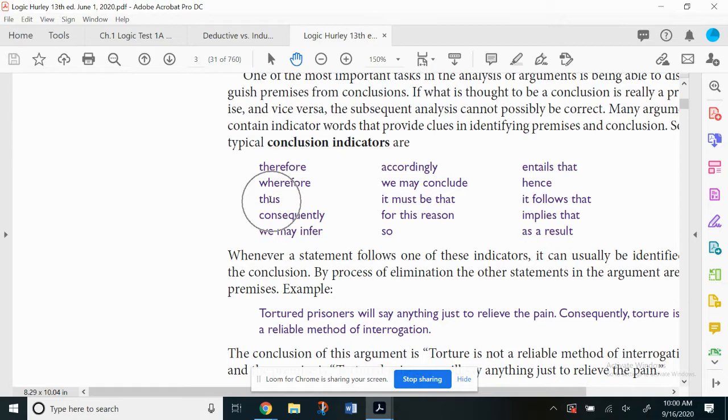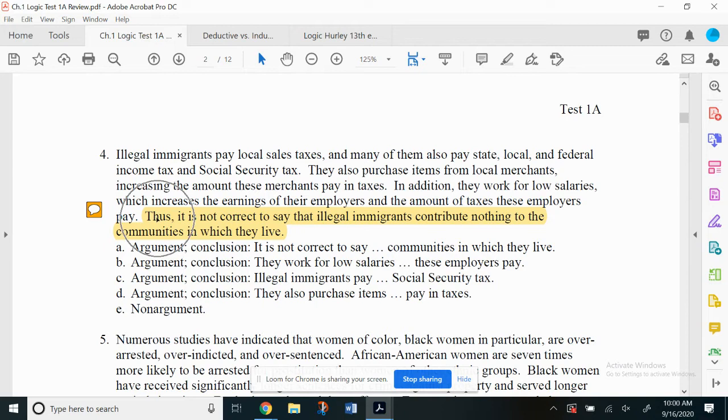So what you have to do is find out, okay, this is a conclusion indicating word. So it seems like if this was an argument, this has to be the conclusion, right? It's super obvious. All you got to do now is find out, does everything up here support this? And it turns out, yes, it does. Everything up there supports: it is not correct to say that illegal immigrants contribute nothing to communities in which they live. In fact, they do contribute things. And here are those things up above, okay? So there's your answer for number four.